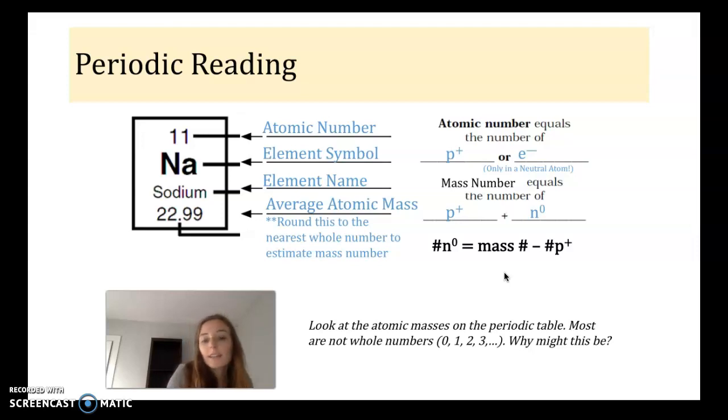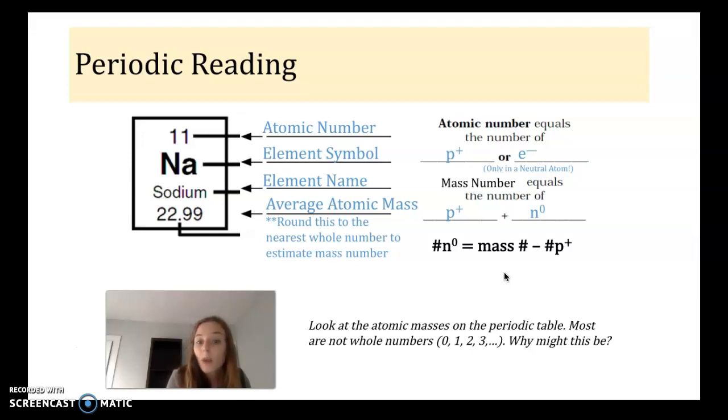If we look at the atomic masses on our periodic table of elements, so if you grab out a periodic table of elements, we might notice that most are not whole numbers such as 0, 1, 2, or 3. Why might this be? Pause the video, write down your predictions.